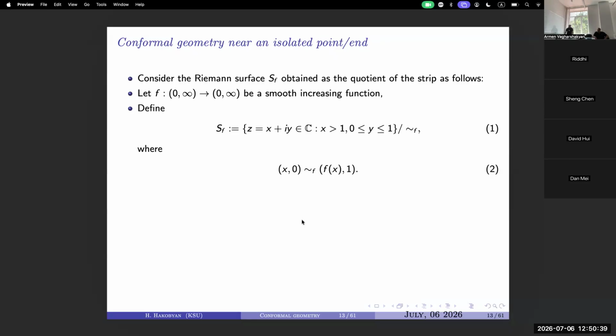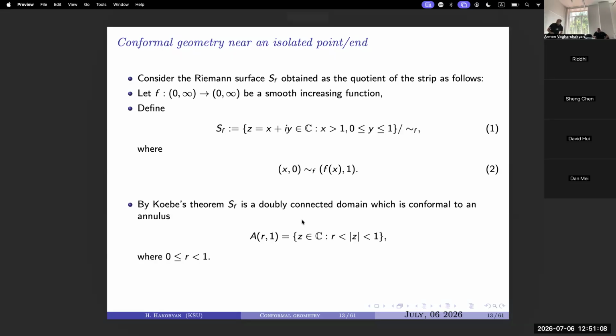Okay, and the type problem here is to figure out the conformal geometry near, well, I'd say infinity, and when you go towards that, to the right, you want to figure out, depending on the function f, whether I have a puncture or I have a fixed r here, which is a positive number. Okay, so it's not really as trivial as it may seem. So I wrote here, by Koebe's theorem, it's a doubly connected domain which is conformal to an annulus. Does everyone see that? Yeah.